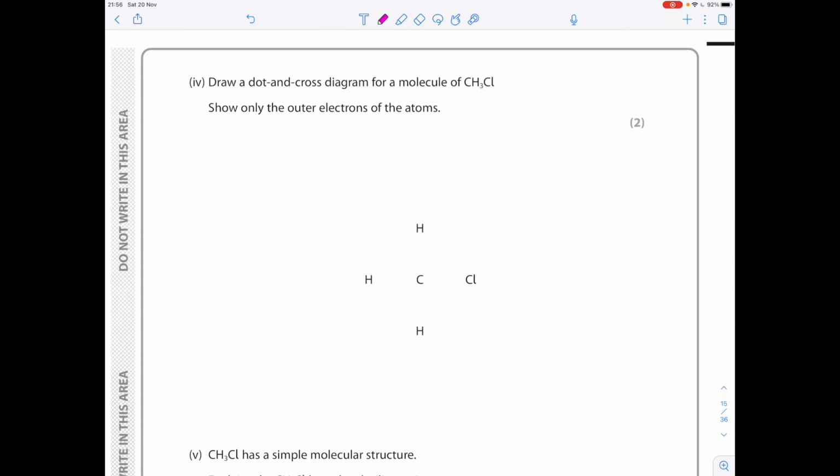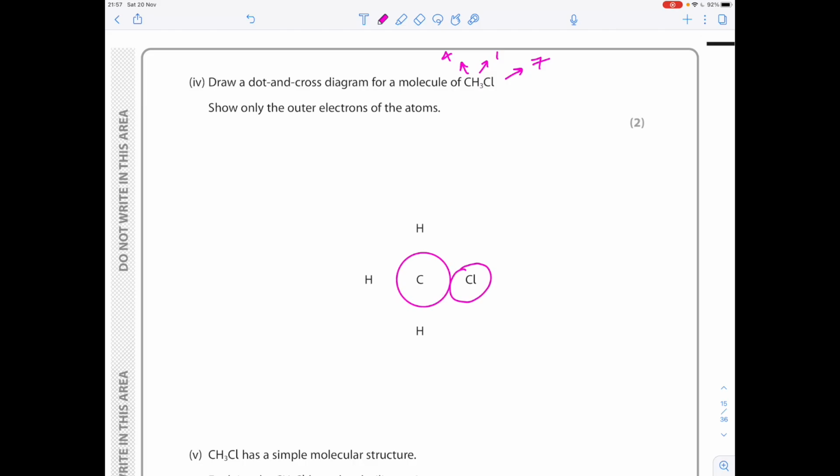Draw a dot and cross diagram for the molecule of CH3Cl showing the outer electrons on the atoms. So carbon is in group 4, so it has 4 electrons in its outer shell. Hydrogen has 1 electron in its outer shell. Chlorine has 7. Remember to use the periodic table to help you with this.